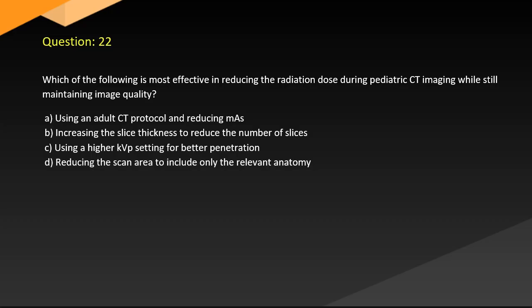Question 22. Which of the following is most effective in reducing the radiation dose during pediatric CT imaging while still maintaining image quality? A. Using an adult CT protocol and reducing mAs. B. Increasing the slice thickness to reduce the number of slices. C. Using a higher kVp setting for better penetration. D. Reducing the scan area to include only the relevant anatomy.